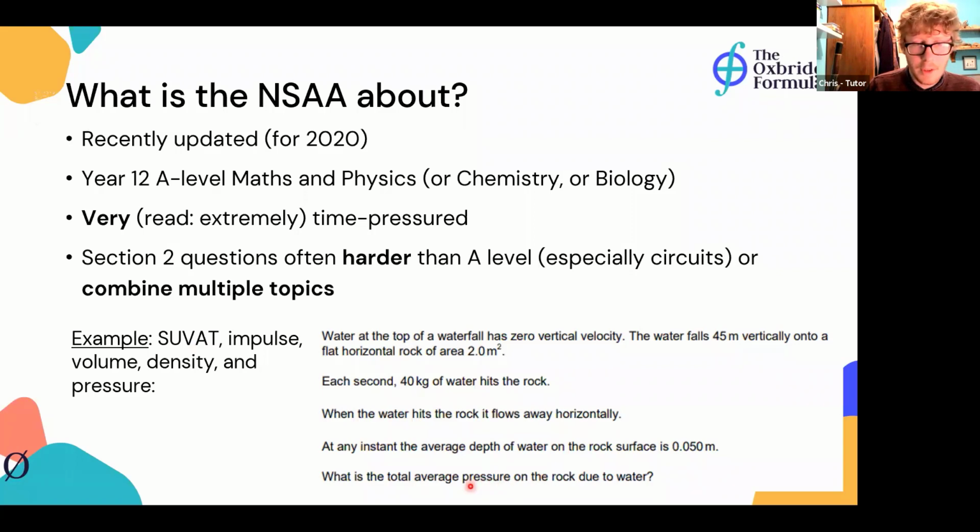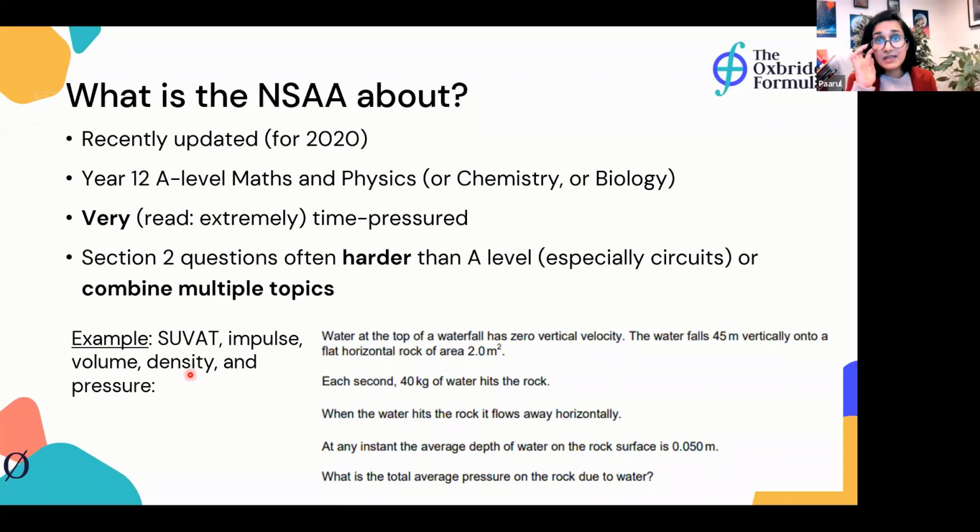So, okay, they've told us it's about pressure as well, so that's one more topic. But where's that pressure coming from? Part of it's from the water that's falling, being slowed by the rock, or stopped by the rock, so it flows away horizontally. So that means you need to work out the impulse in order to get the force and therefore the pressure. And finally, there's the force due to the weight of the water that's just sitting there. For that, you need to combine volume and density to find the weight. So you can see there's going to be multiple steps, each based on a different topic.